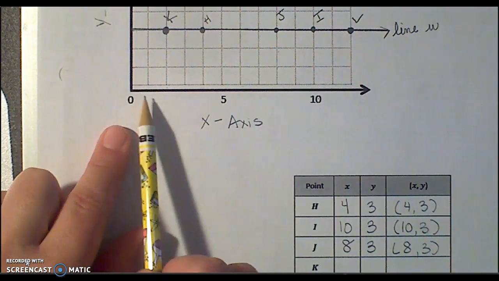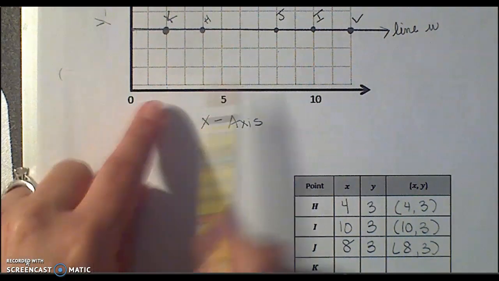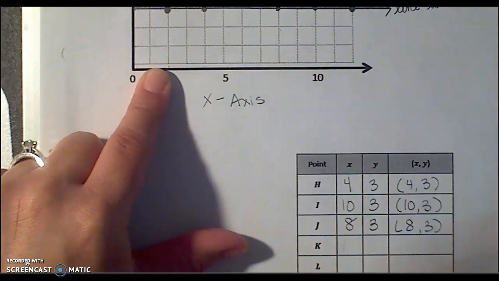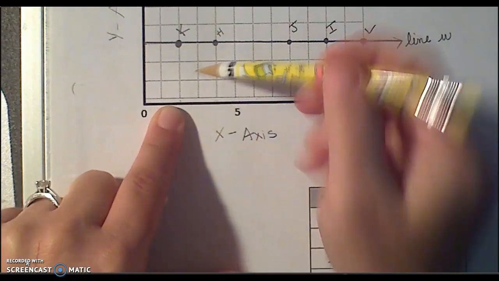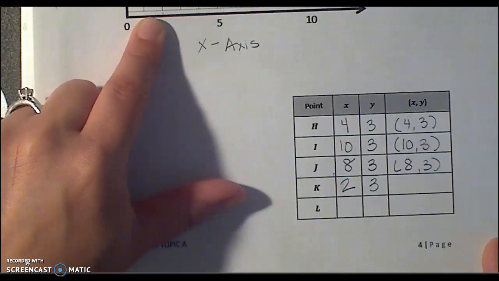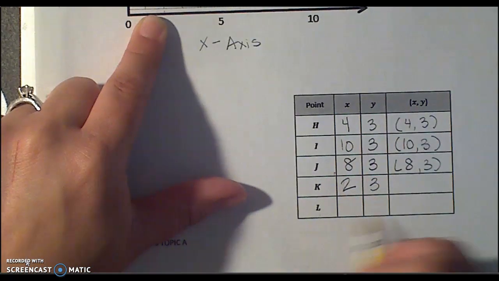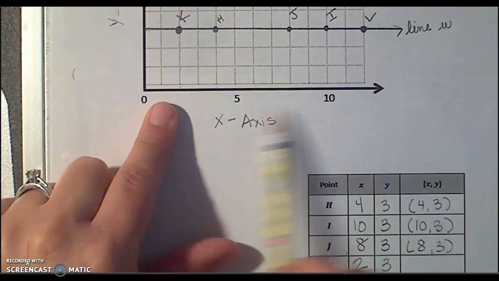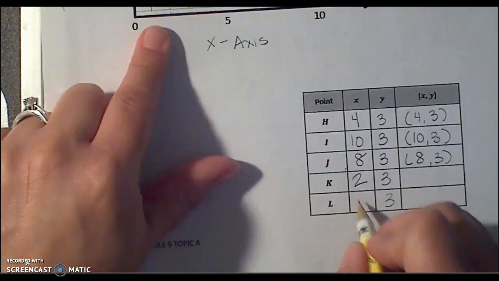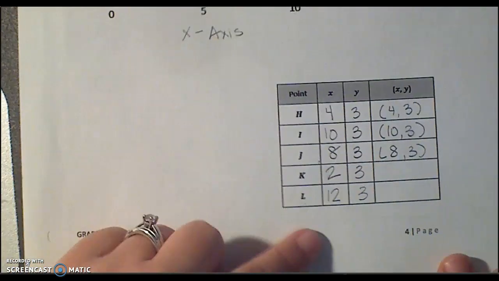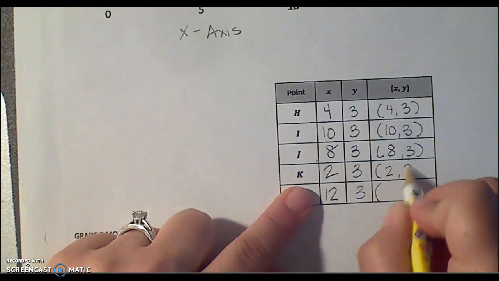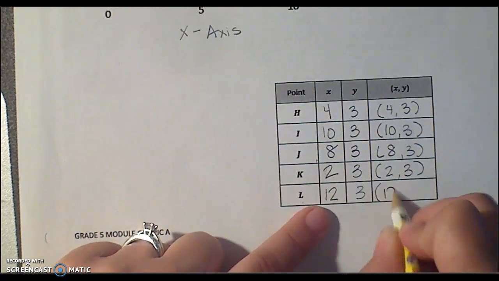So to find the coordinates, I count over on the X, 1, 2. So K is 2 on the X, and 1, 2, 3 on the Y, and all of them should be 3. So I'm going to assume that L is 3 on the Y, and I'm going to count over. Here's 10, 11, 12. So L is 12 on the X, 3 on the Y. And now we write our coordinate pairs. K is 2, 3, and L is 12, 3.